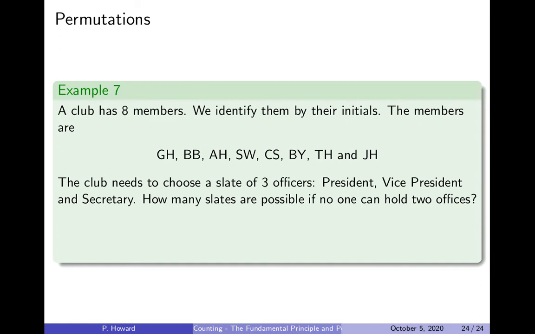So you can think of this as making 3 choices, one followed by the other. If we choose the president first, the president can be chosen in 8 different ways. If we choose the vice president second, the vice president can then be chosen in seven different ways. And the secretary, after the president and vice president are chosen, can be chosen in 6 ways. 336 possible slates of officers. 8 nPr 3 on a calculator.